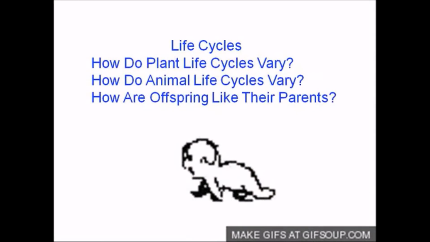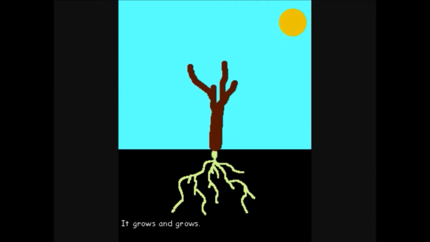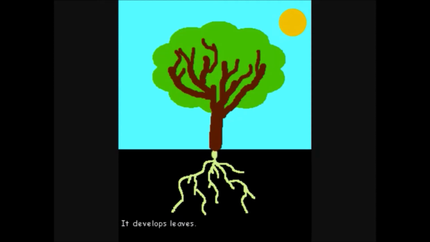Life cycles. It's always a question: How do plant life cycles vary? How do animal life cycles vary? How are offspring like their parents? These questions will be answered here. Just observe how a seed grows into a plant and gives flowers, fruits, and again how the seeds get dispersed.